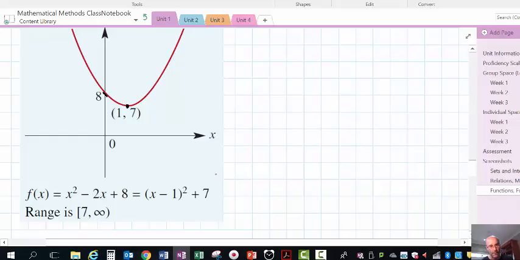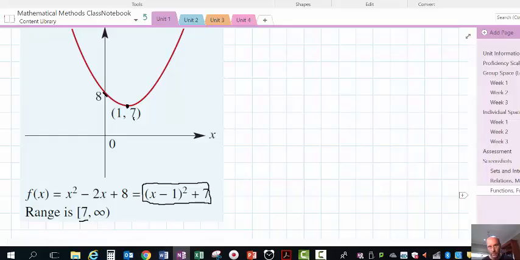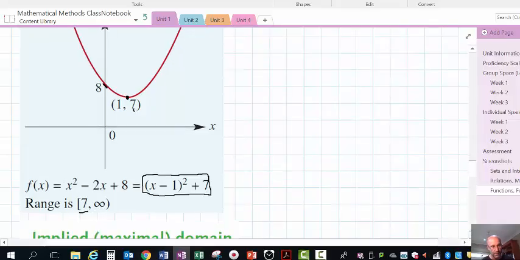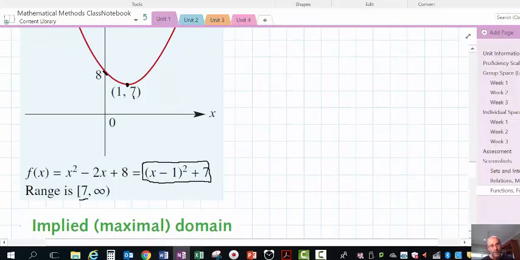And so basically we can rearrange that. Don't worry about that step there at the moment. It's correct, but that comes with some work we're going to do in a later unit. Basically, we can see the range is from 7 inclusive, because you can see that there from the graph, up to infinity. It keeps climbing and climbing. So you can see the interval there, 7 to infinity.